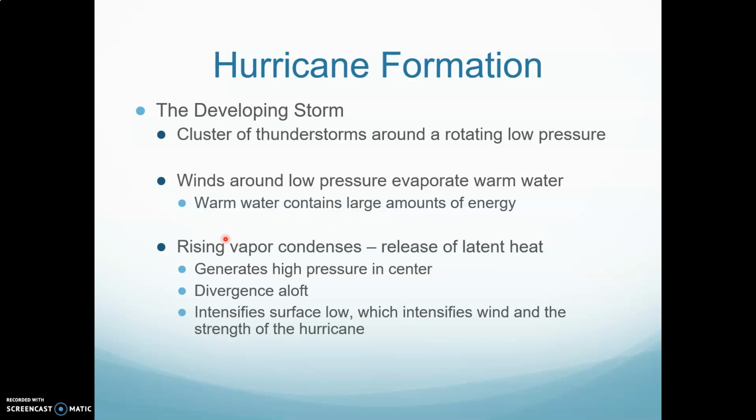Well, all that energy rotating around the common low pressure, the water is going to condense and release latent heat into the core of that rotation. And since you're heating up the core, that's going to decrease the pressure in the center, which causes the eye of the storm, which I'll show you in a bit. It also causes air at the top of the storm to diverge or move outwards in a clockwise fashion. Again, I'll show you that. And it's going to intensify the surface low, which is going to intensify the wind and the strength of the hurricane.